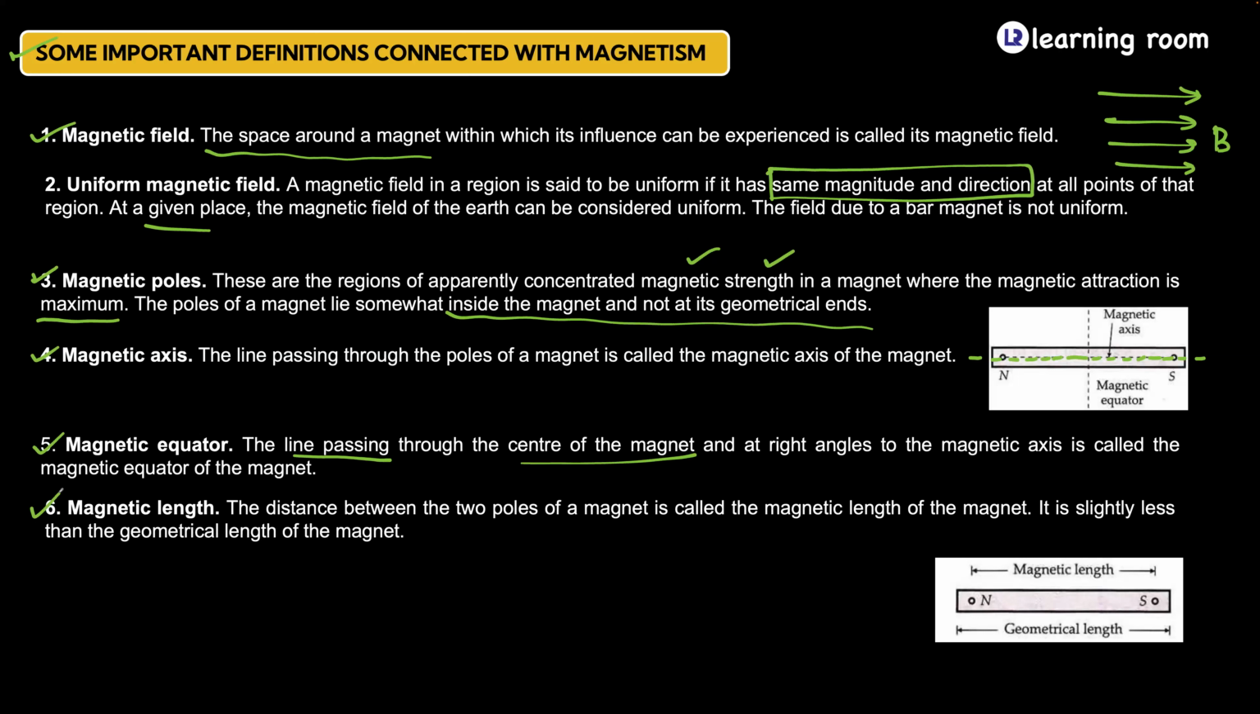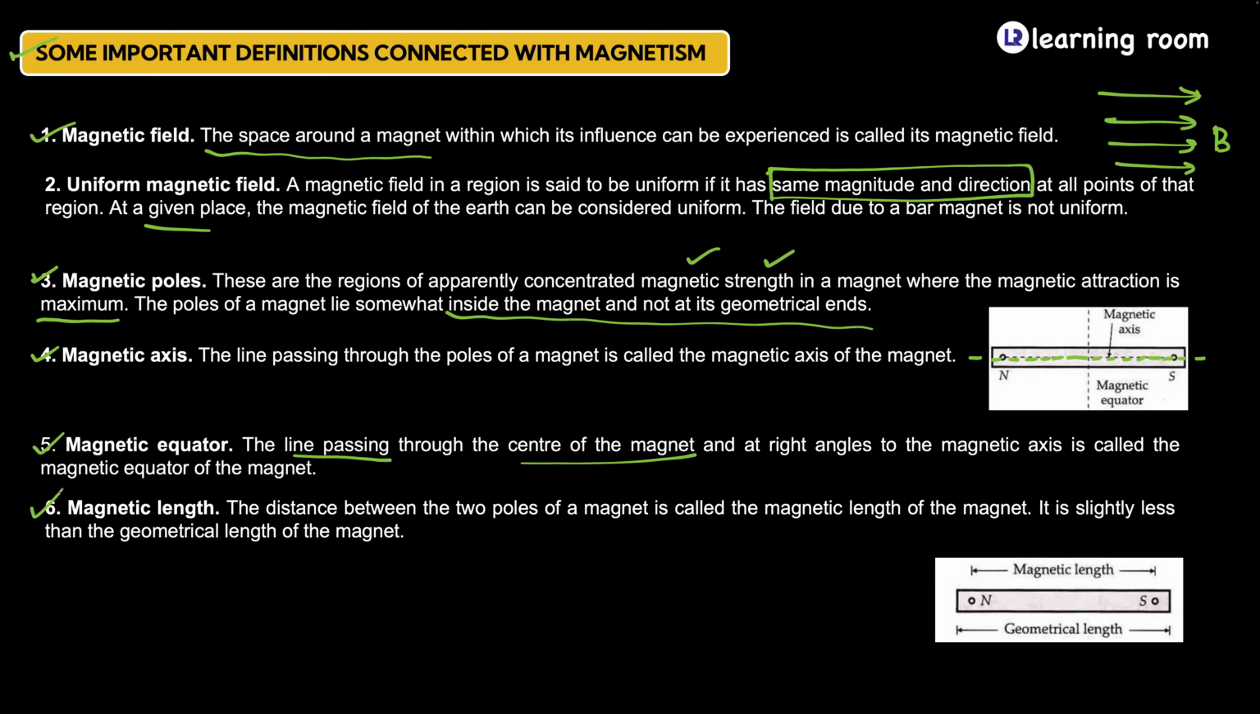So if you are able to measure the distance between the magnetic north and the magnetic south, which is present inside the magnet, then that is what is called the magnetic length. So when you talk about length, there are two types of length. One is magnetic and the second is geometrical. Geometrical is measured from one end to another, whereas magnetic is measured from one pole to another.